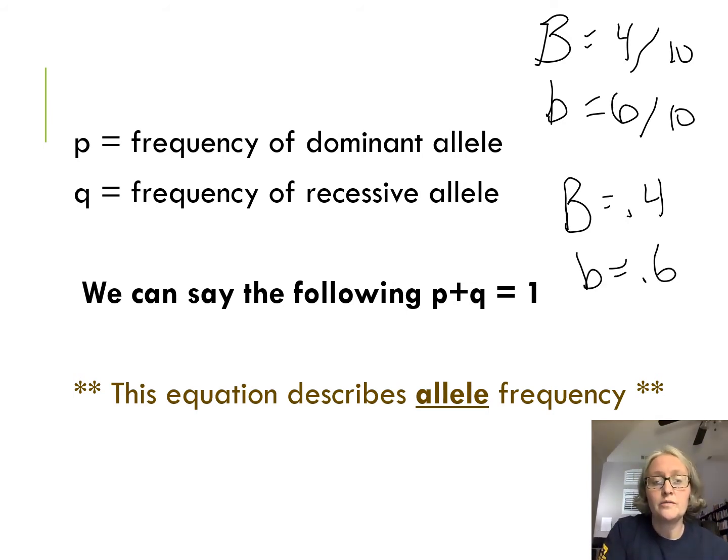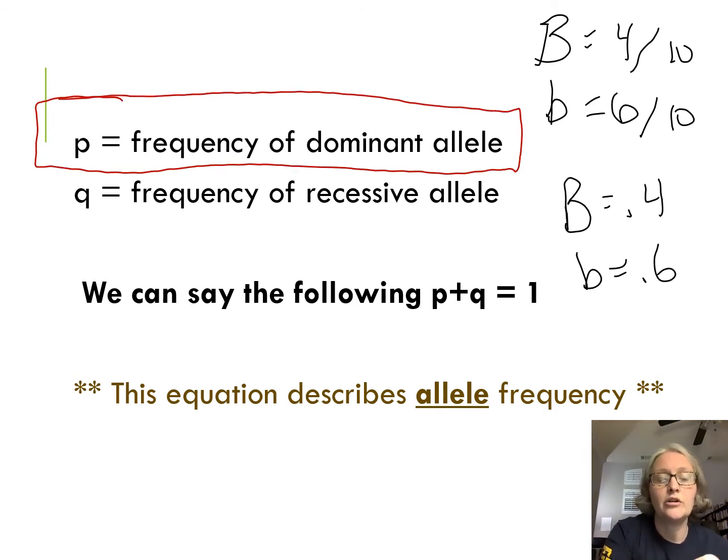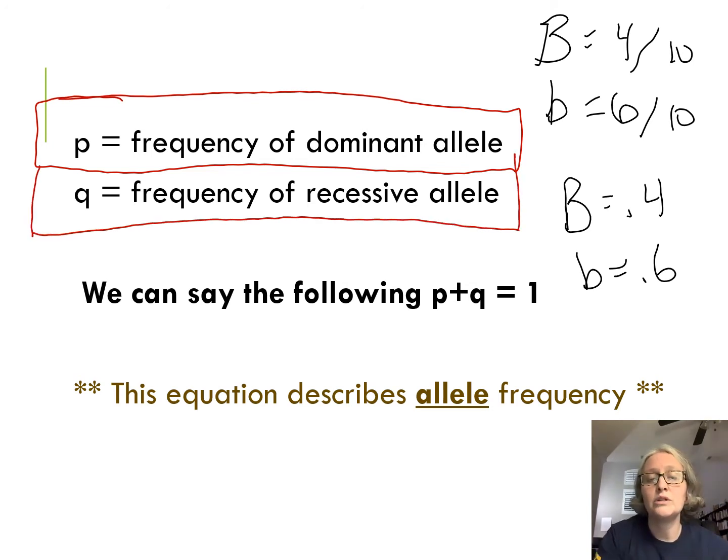By convention, the frequency of the dominant allele, represented by the uppercase letter, we refer to as p, and the frequency of the recessive allele we refer to as q. The following proves to be true in populations. The frequency of the dominant allele, p, plus the frequency of the recessive allele, q, will always equal 1. You can see that works here with our example: 0.4 plus 0.6 equals 1.